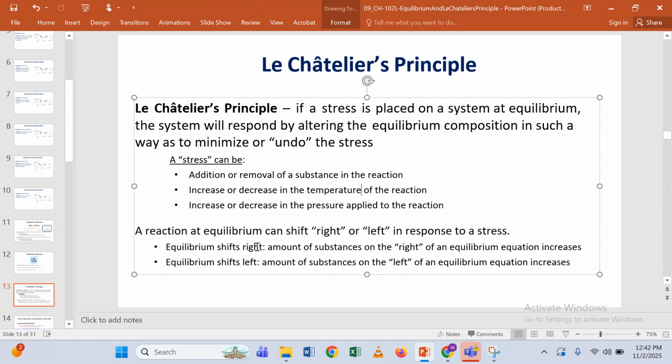Equilibrium is going to shift to the right if the amount of substances on the right of an equilibrium equation goes up, and equilibrium is going to shift to the left when the amount of substances on the left of an equilibrium equation goes up.